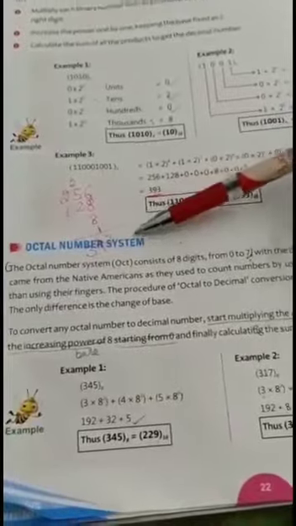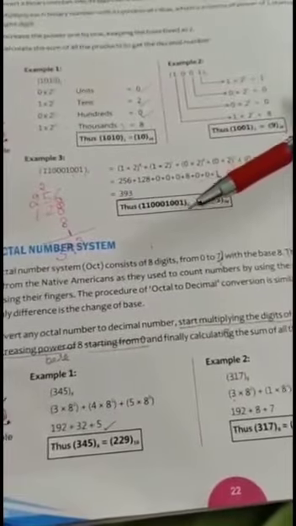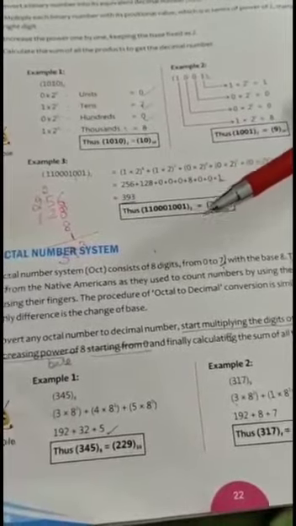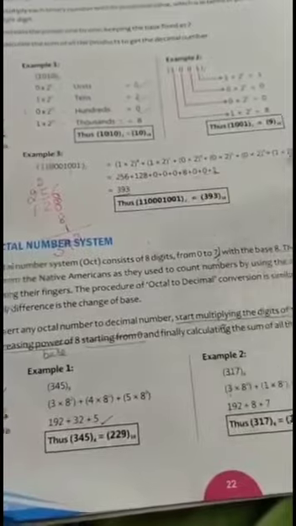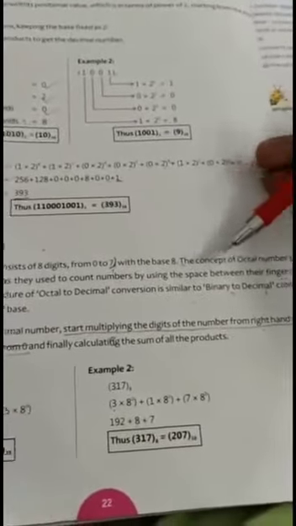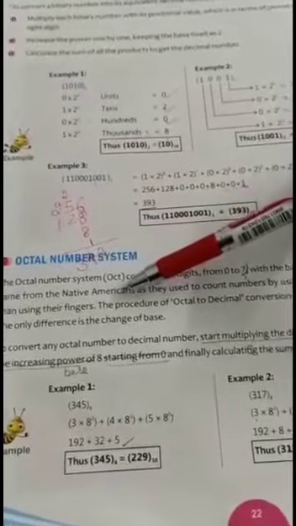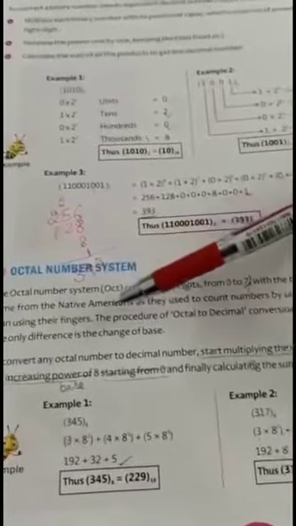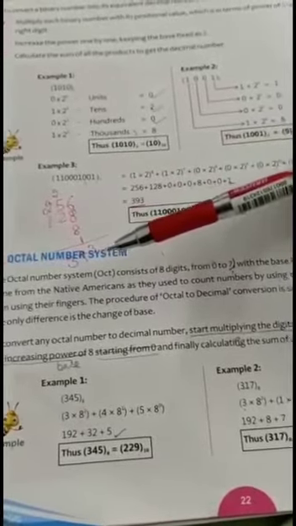Octal number system consists of 8 digits from 0 to 7 with the base 8. As we are using 8 digits in this number system, its base will be 8. And the concept of octal number system came from the Native Americans, as they used to count the numbers using the space between the fingers rather than using the fingers.